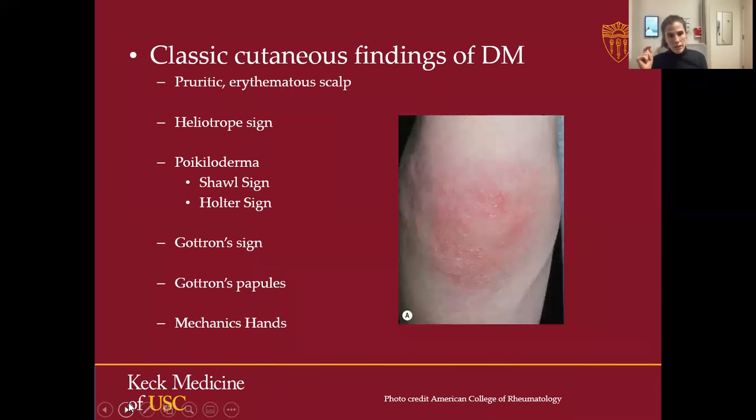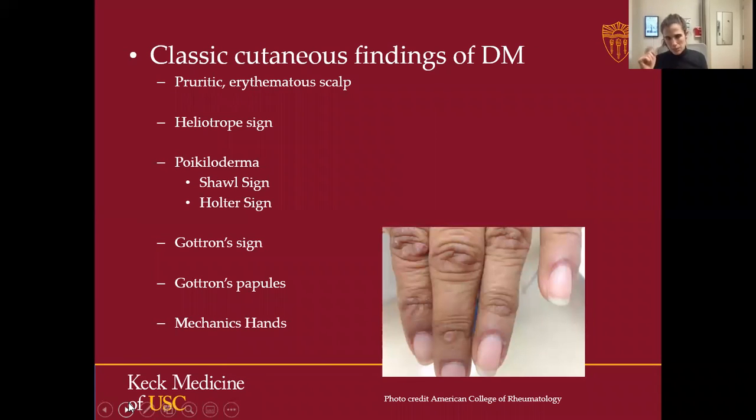And then, thank you, Brandon. And then Gottron sign is something that we can see on the elbows and knees. Again, this picture doesn't show how psoriasiform it can look, but it can look a lot like psoriasis and can be on those extensor surfaces. And again, it makes us query, or have people walk around with a diagnosis of psoriasis when they actually have dermatomyositis. And moving forward, Gottron's papules, this is a pathognomonic thing.